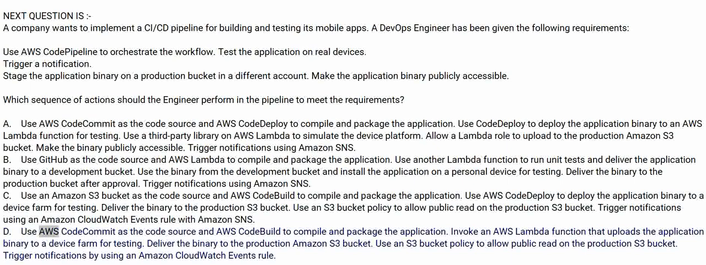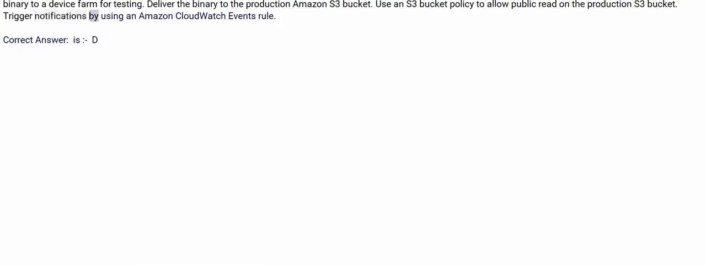D. Use AWS CodeCommit as the code source and AWS CodeBuild to compile and package the application. Invoke an AWS Lambda function that uploads the application binary to a device farm for testing. Deliver the binary to the production Amazon S3 bucket. Use an S3 bucket policy to allow public read on the production S3 bucket. Trigger notifications by using an Amazon CloudWatch Events rule. Correct answer is D.